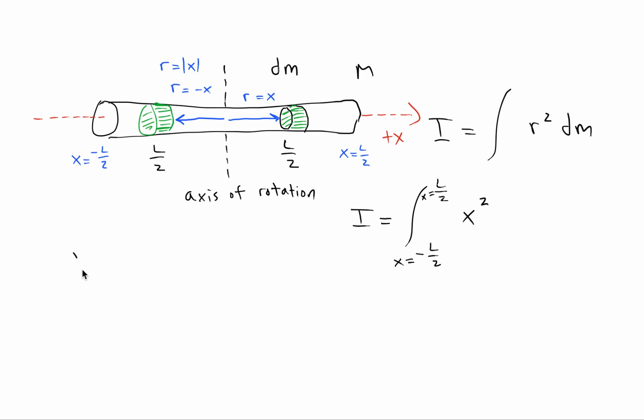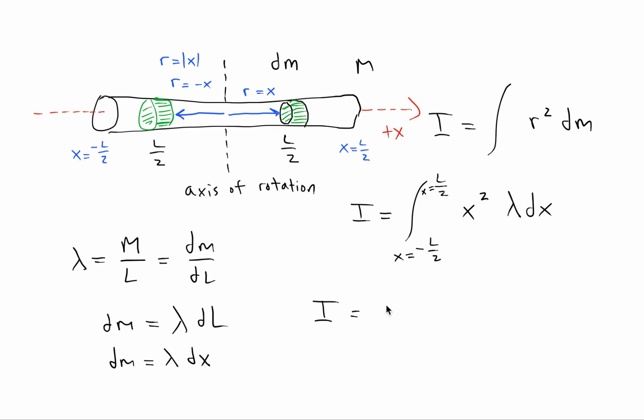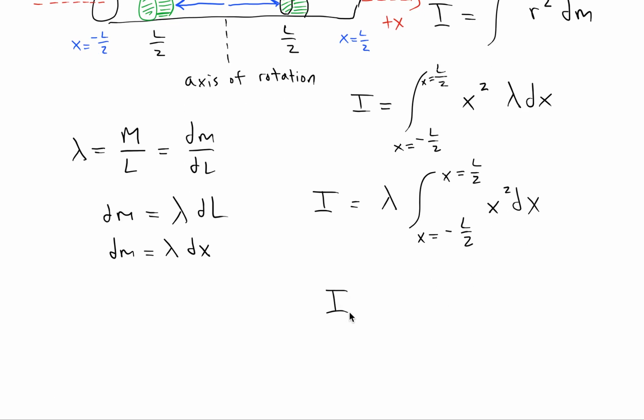When it comes to dm, we have the relationship lambda equals m over L, so that's dm over dl. Therefore, dm is lambda dl. Put that in. But we want to get everything in terms of a single variable, so let's replace the dl with dx. And let's see what the results of this integration will be. Alright, so pull the lambda out front. Alright, so the antiderivative there will be x cubed over 3 from negative L over 2 to L over 2.